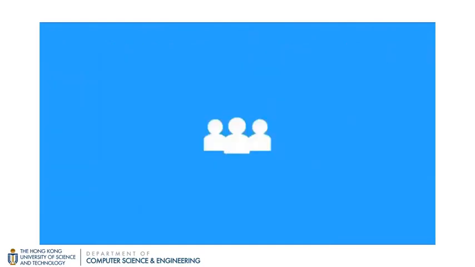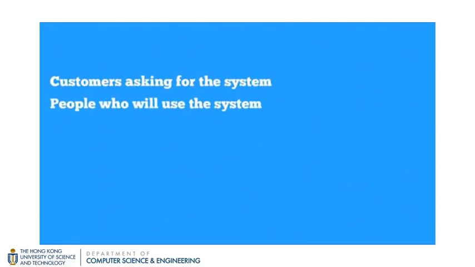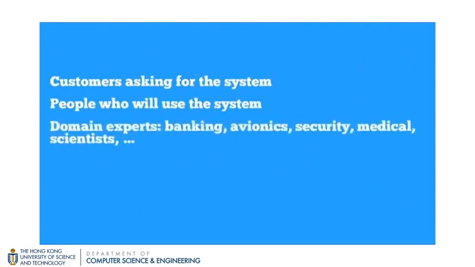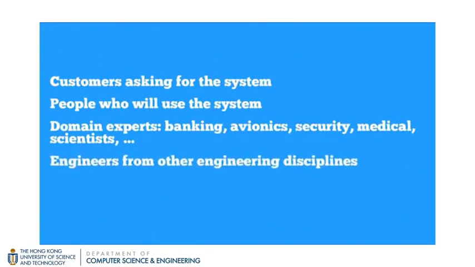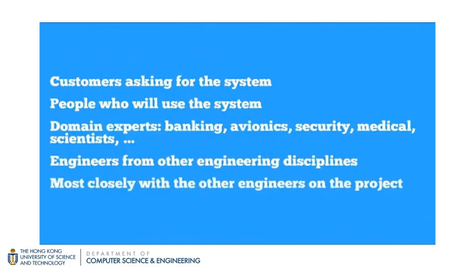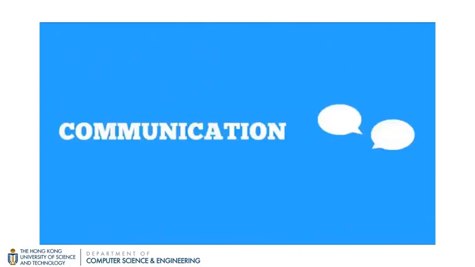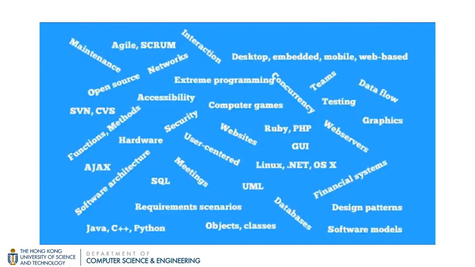The real common trend here is that you have to talk to a lot of people to make this happen. You have to interact with customers who are asking for the system, people who will use the system, domain experts, banking, avionics, security, medical, scientists, engineers from other engineering disciplines, and even most closely with other engineers on the project. Another big underlying theme here is communication. Software engineering is a very social activity. You don't sit in a cube and write code in a corner. You're always working with people, and it's a very people-driven field. But that doesn't mean that software engineers don't get their hands dirty writing programs using the latest technologies and techniques. We live and breathe that as well.